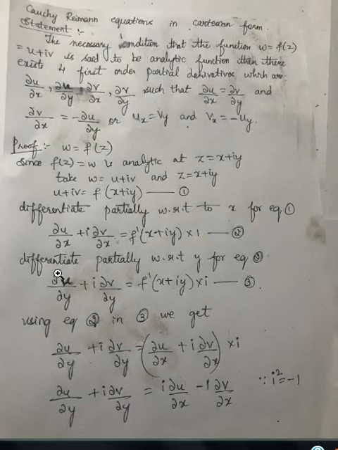Next is differentiate partially with respect to y. Now, it's not for equation 2, it is for equation 1 itself. Make these changes. ∂u/∂y plus i into ∂v/∂y is equal to f dash of x plus iy. Now we are doing with respect to y, so what is the coefficient of y? It is i. So multiply by i. Take it as equation 3.